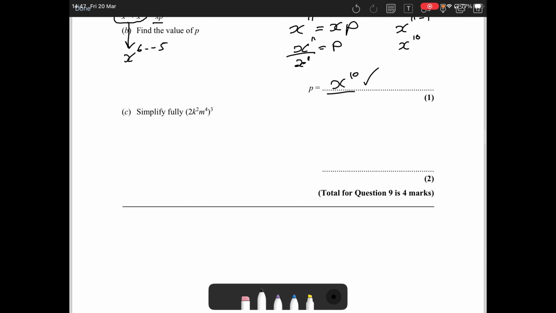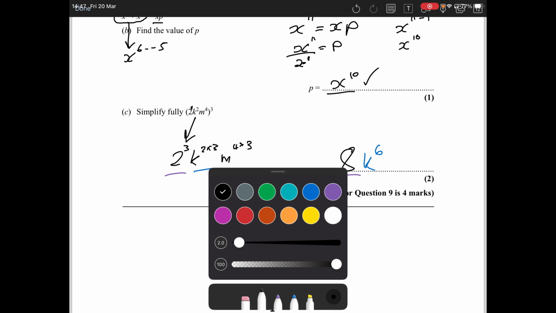Now, simplifying fully this, to the power of 3, you've got to raise all 3 terms to the power of 3. So imagine 2 is 2 to the power of 1. We're going to times the 1 by 3, 2 cubed. The k squared is going to get times by the 3 as well. And the m, the 4 times 3 as well. So 2 cubed we know is 8. So the 2 cubed becomes an 8. The k squared times 3 becomes k to the 6. And lastly, the m becomes m to the 12.